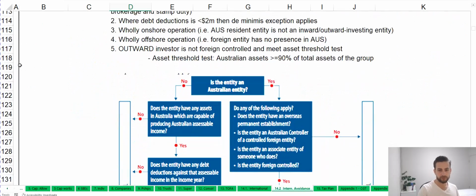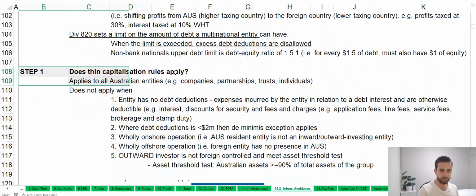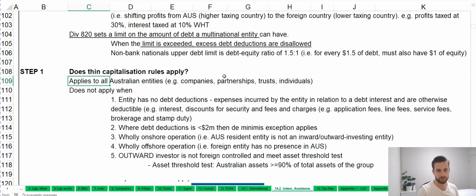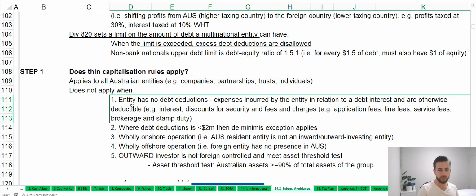So let's go through the flowchart / logical step process to figure out whether thin cap rules apply. So it applies to all Australian entities. It could be individuals, trusts, partnerships, companies, all of them, but they must be Australian. So it doesn't apply when an entity has no debt deductions. It's irrelevant, right? Because if they don't have debt deductions, then there's no need to figure out what the maximum debt deduction capacity is, max limit is, via thin cap rules.